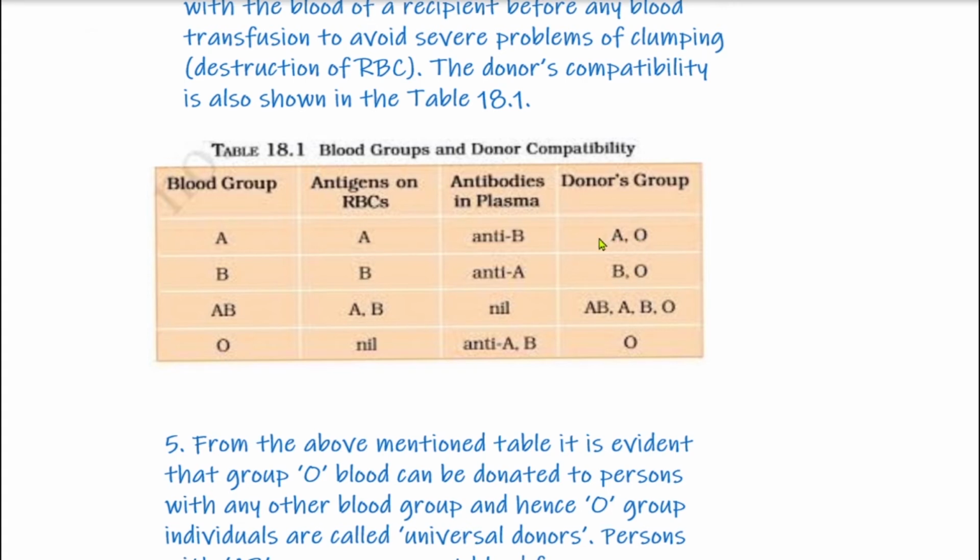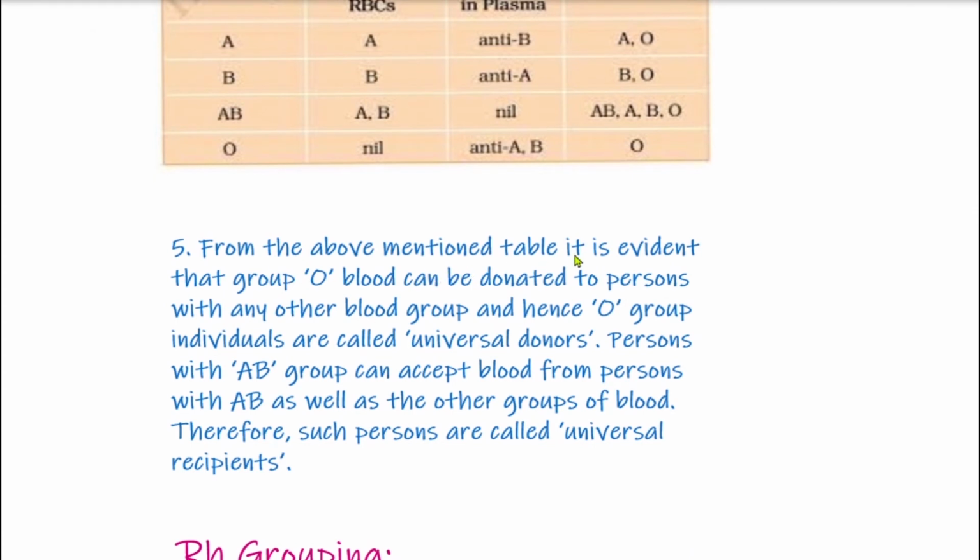So if you see from this table, O blood group persons can donate blood to every person, so they are said to be universal donors. And why can they donate blood to every person? Because they do not have any antigen, and when they do not have any antigen, the blood of the person accepting their blood will not form antibodies against them. So from the above mentioned table, it is evident that group O blood can be donated to persons with any other blood group, and hence O group individuals are called universal donors.